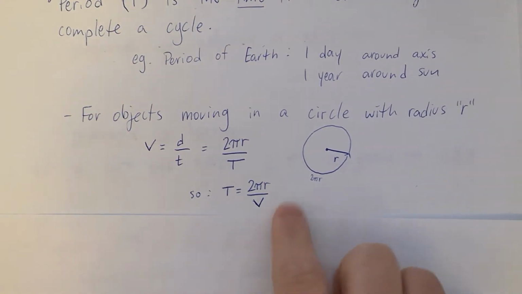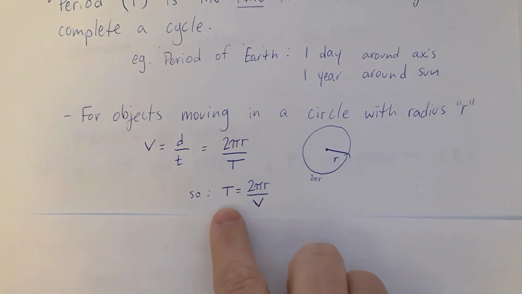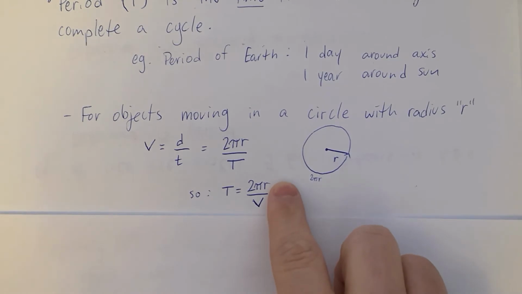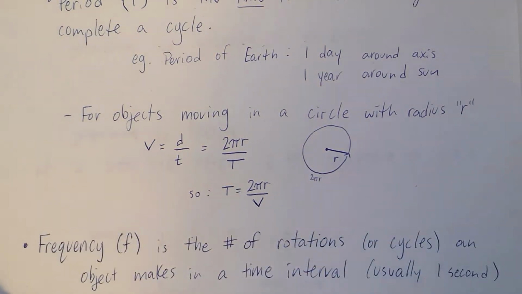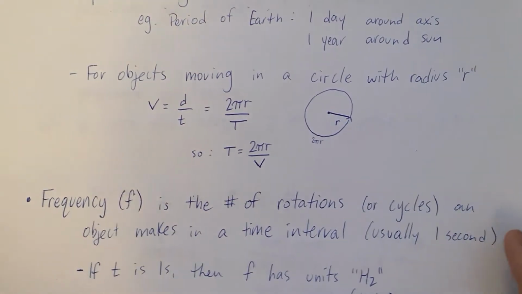And this is just time equals distance divided by speed, but if the time is 1 period, then the distance is 1 circumference of the circle. We'll use that later. Okay, next I want to tell you about frequency.